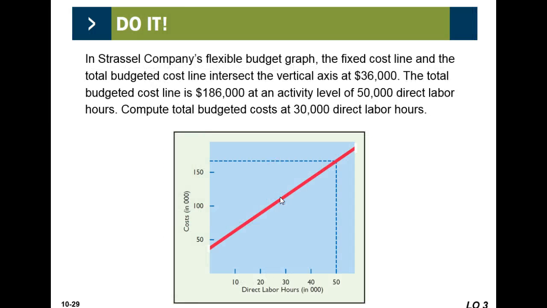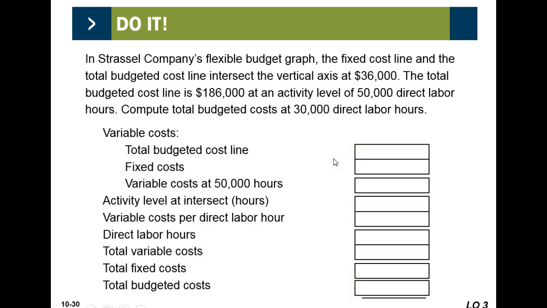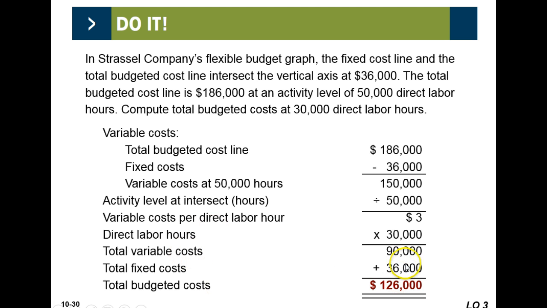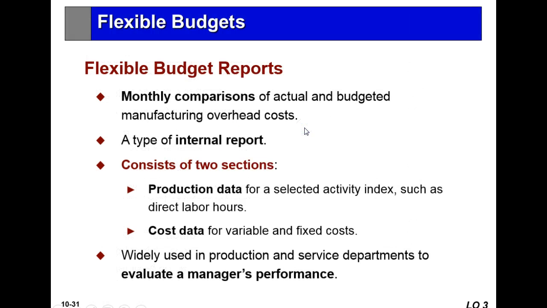In the flexible budget graph, the fixed cost line and the total budgeted cost line intersect the vertical axis at $36,000. The total budgeted cost line is $186,000 at an activity level of 50,000 here. Compute total budgeted costs at 30,000 labor hours. Again, we're going to show our budgeted cost line, our fixed costs. We've got our variable cost of $3 per direct labor hour to then come up with our variable costs. And now we know $126,000 will be our total cost at 30,000 direct labor hours.